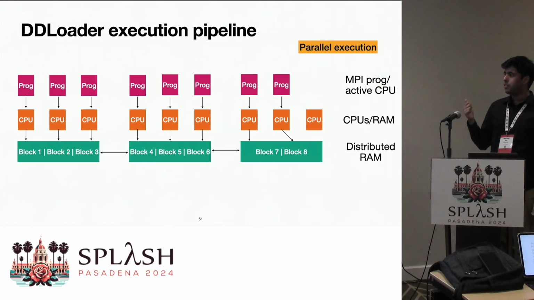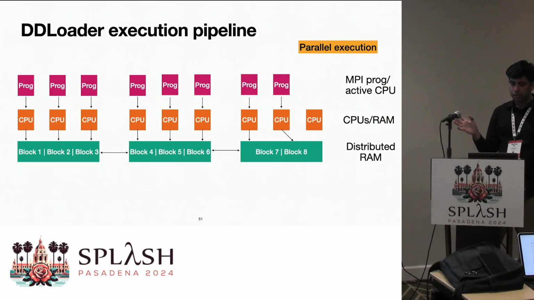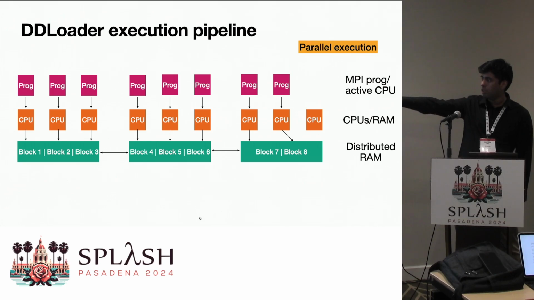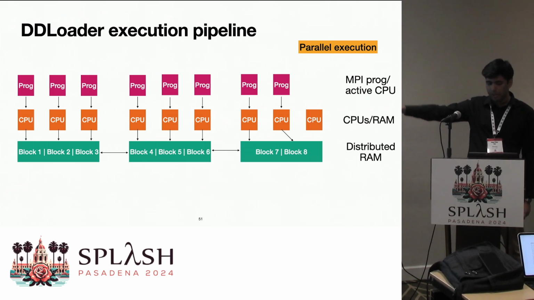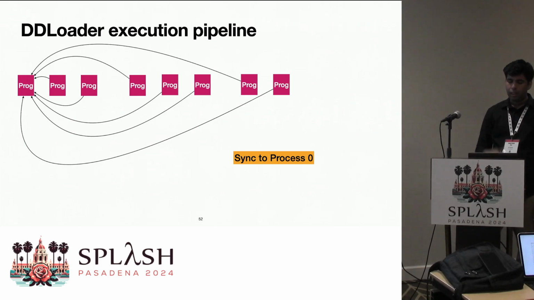And since HDFS file splitting is not at predefined boundaries, there might need to be communication between the boundary blocks that are loaded into different RAMs. And this is also handled using the MPI intrinsics that DDLoader provides. And finally, the values computed across the different CPUs are then synced into a single CPU for the resultant output.